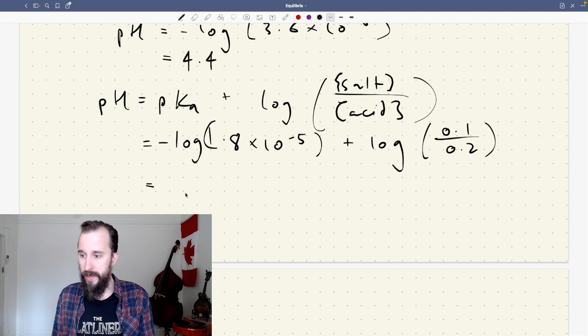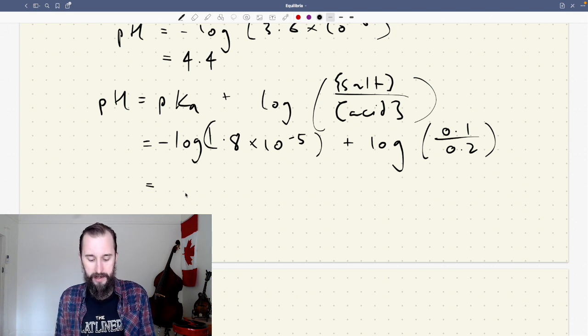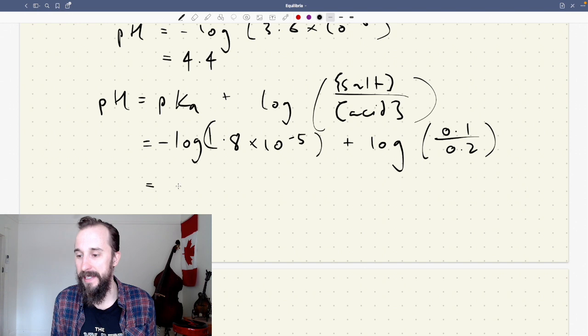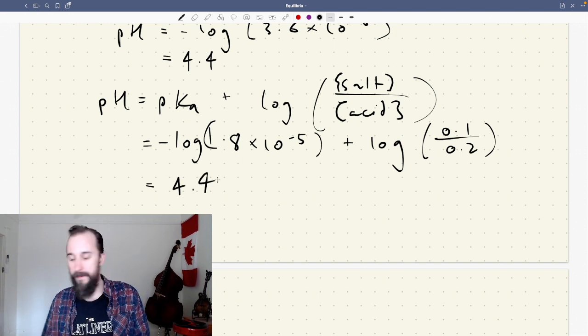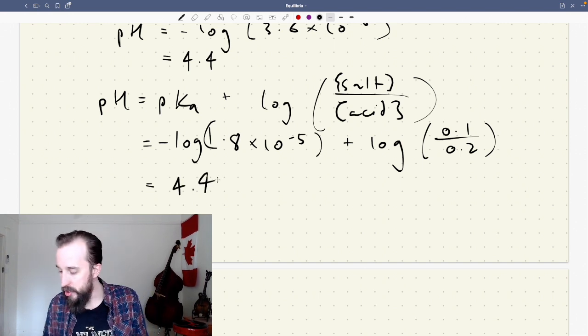So let's do our due diligence here and make sure that's the case. Oh, I pushed the wrong button. Start again. Minus log of 1.8 times 10 to the minus 5 plus the logarithm of 0.1 divided by 0.2 gives us, look at that, the same answer. Cool. 4.4 is our pH.